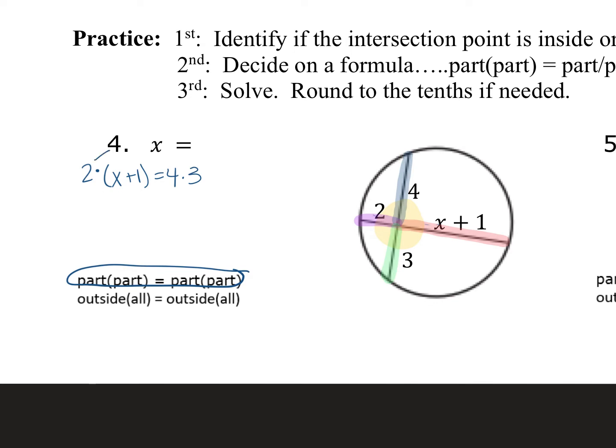On the left, we have parentheses, so we need to distribute. 2 times x makes 2x. 2 times 1 makes 2. And 4 times 3 makes 12. Then we're going to subtract 2 on both sides to get rid of it. Bring down your 2x, cross off your 2's, and 12 minus 2 is 10. Last step, we're going to divide both sides by 2, and that is going to leave us with x equals 5.